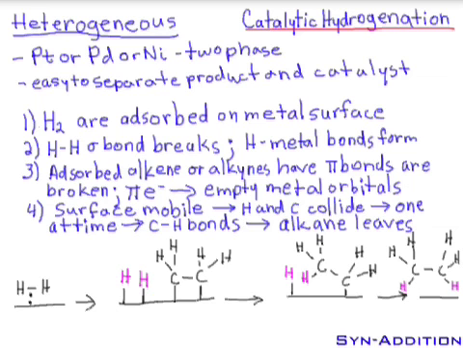And there you go. Those H's actually go on cis. So we get Syn-Addition because they go on the same side of the alkene. Because the reaction takes place at the metal surface, you end up with what is called Syn-Addition. And we've mentioned Syn-Addition before.